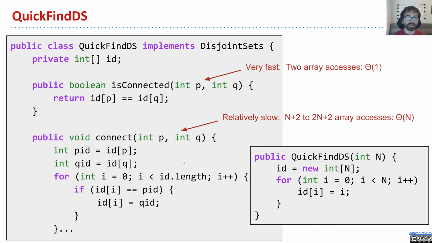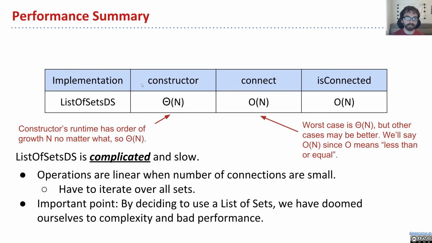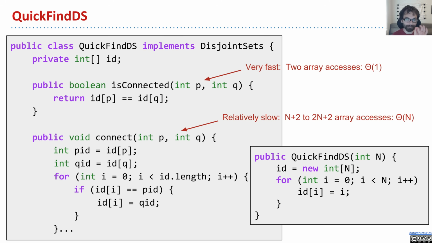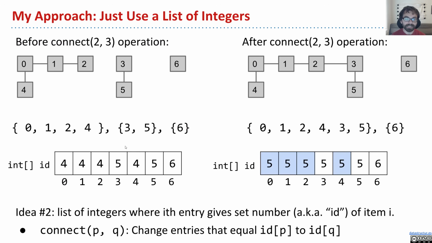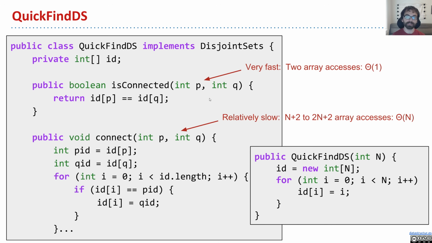I'm not going to go through this code in detail, but just to give you a sense of what it would actually look like in Java, if we have such an ID array, then the isConnected operation, geez, I'm sorry. When I do isConnected, I say ID of P, is that equal to ID of Q? That's it. That's all I need to do. So this is much faster. So that's going to be constant time.